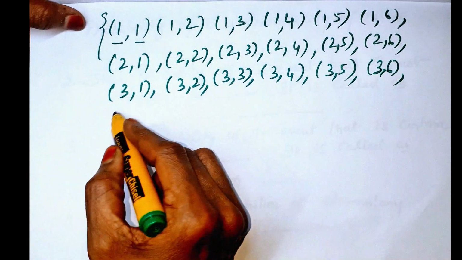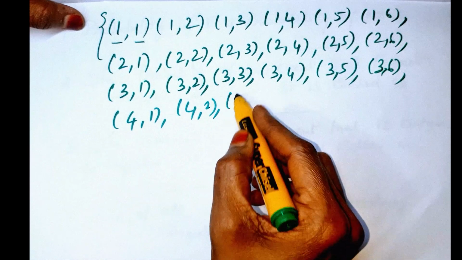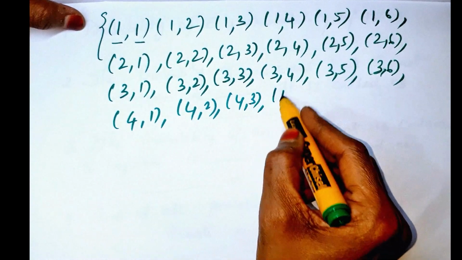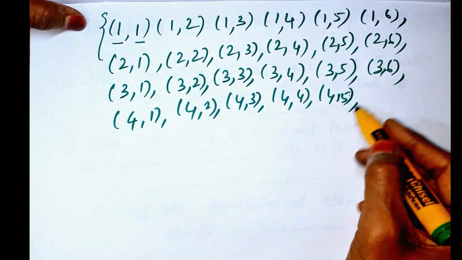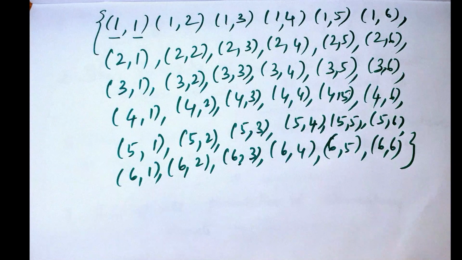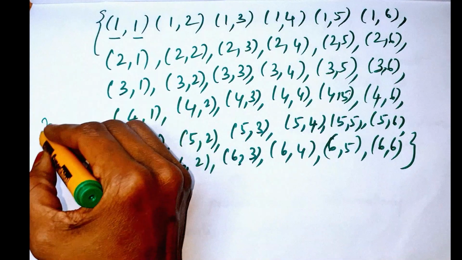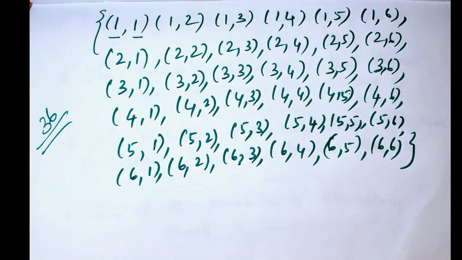Then 4 1, 4 2, 4 3, 4 4, 4 5, 4 6. So these are all the possible outcomes. Totally we have 36 outcomes.